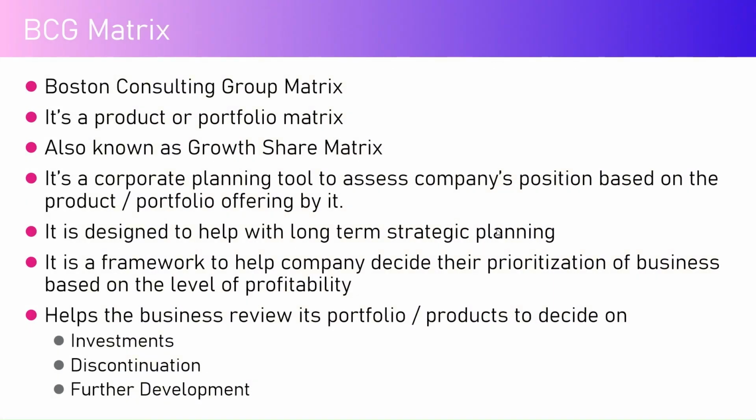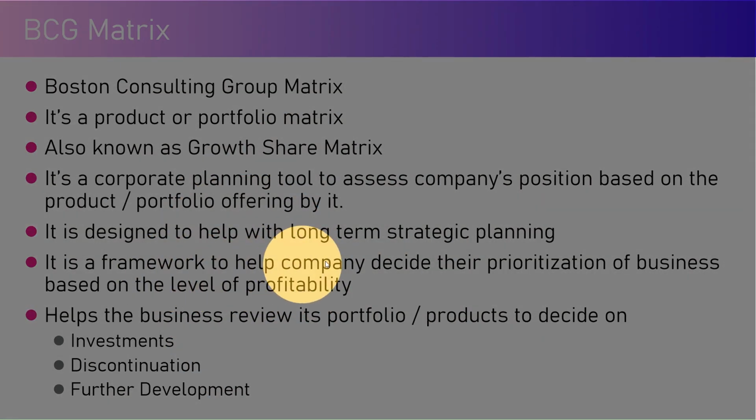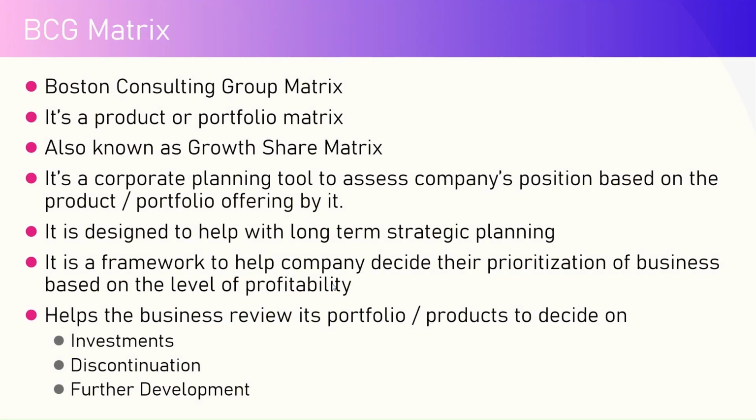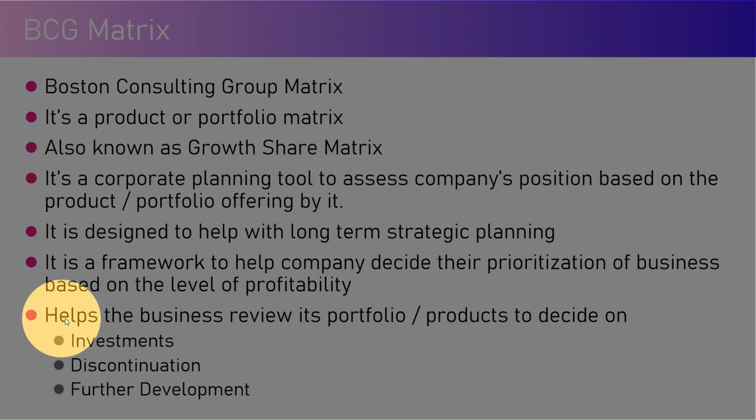It mainly focuses on the product portfolio. It's a framework to help a company decide the prioritization of its business based on the level of profitability. When you are planning for the future of your organization, you may decide which product to continue working on, which product to retire, or which product to utilize to the maximum till it dies out. In a nutshell, the BCG matrix helps the business review its portfolio of products or services to decide on investments, discontinuation, and further development.